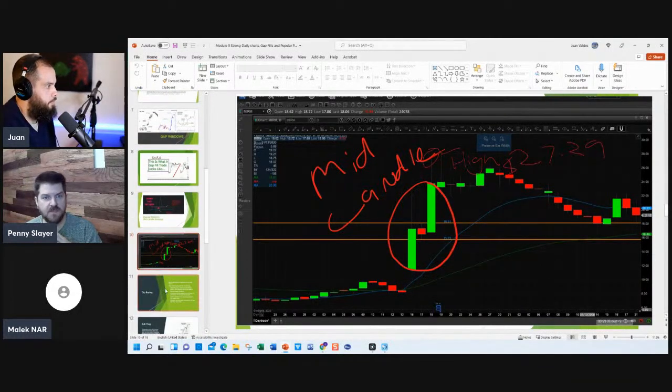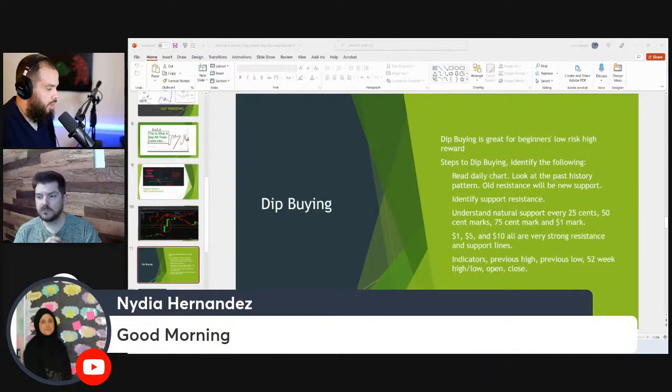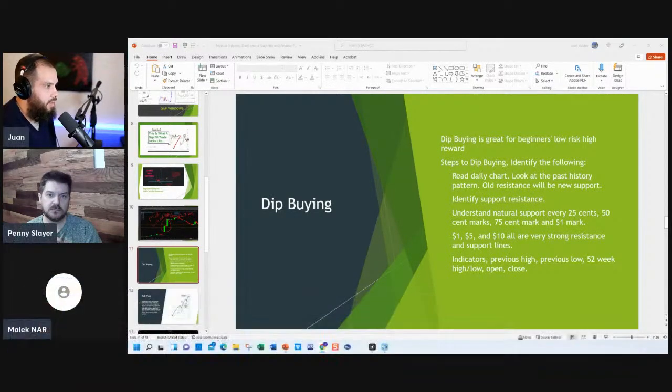So yeah, good moves. Okay, so dip buying, from what I know, most traders, that's really big, right? You want to buy the dip, and so understanding the dip, understanding where previous support is, buying the dip is, I think, a big strategy for a good amount of traders. Most traders, in some sort of fashion, they buy the dip. Is that you, Penny Slayer, Malik? You guys buy dips when they make sense, right?